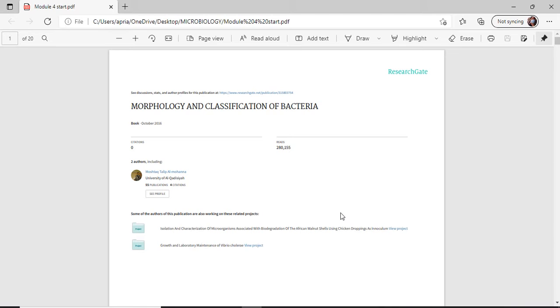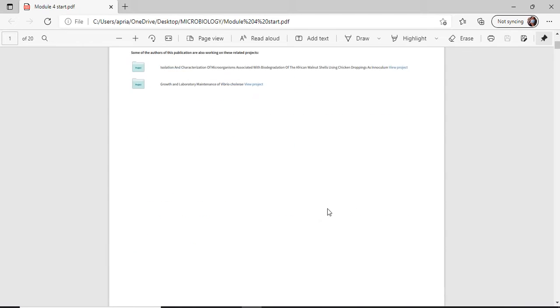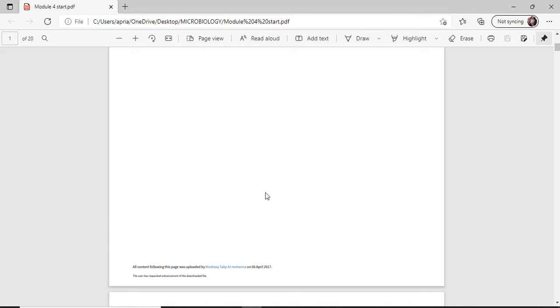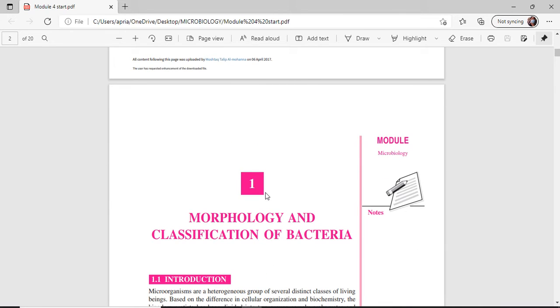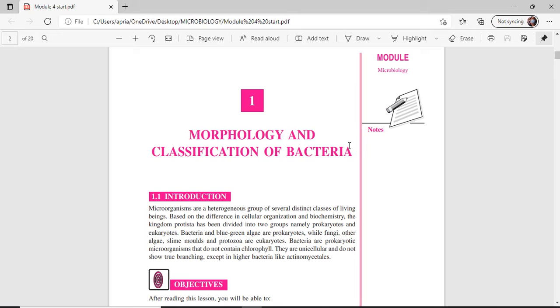You will use this as your reference when taking your quizzes and also major exams. Hold on to it. Okay, so this is the second topic of our discussion, because there are four more after this: morphology and classifications of bacteria.